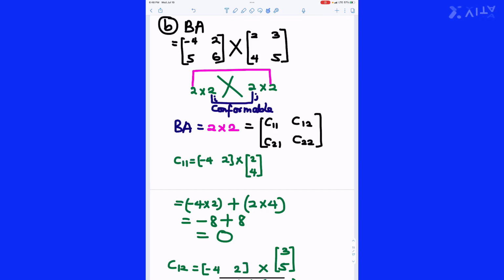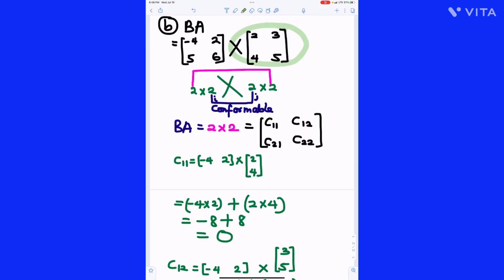Now, let's continue with our multiplication of matrices. Good day, everyone. In question 1b, we are asked to do the multiplication of B times A. So we want to multiply matrix B by matrix A.